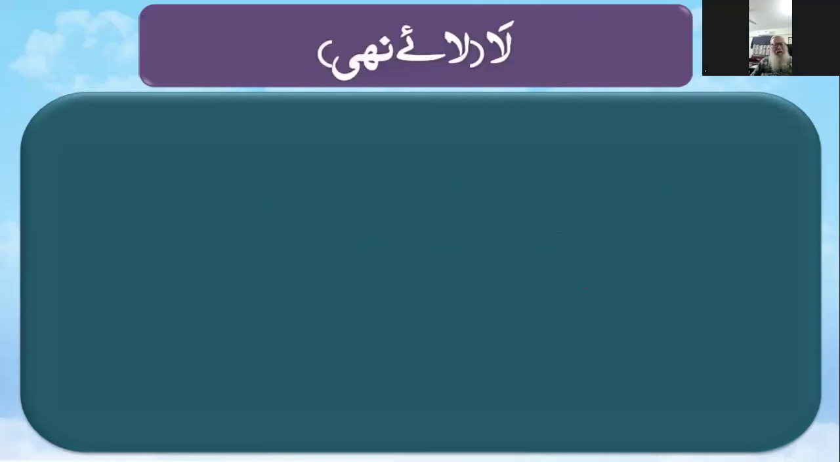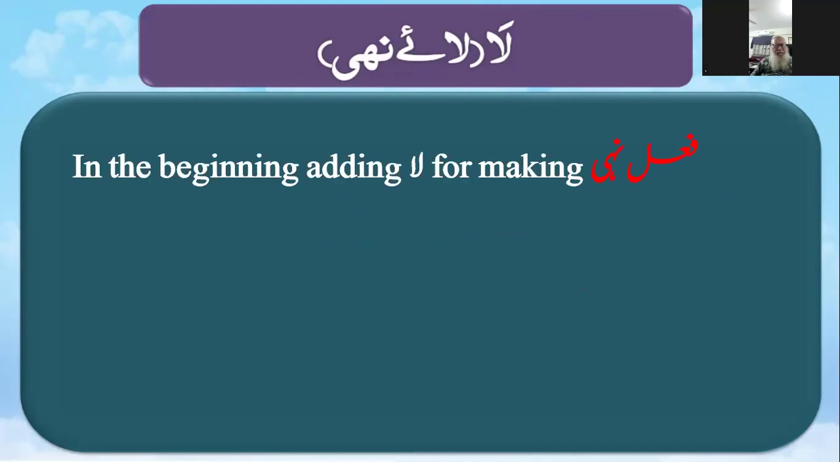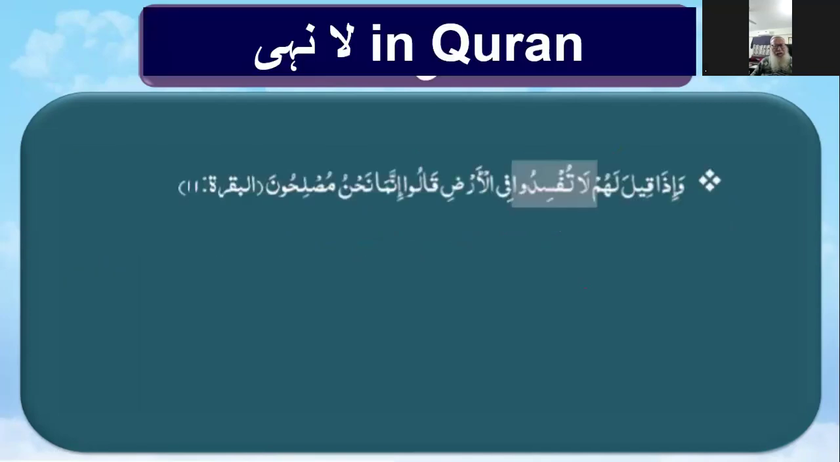The next is lai nahi. In the beginning, adding la for making the fi'l nahi. At the end, adding the jazm. Just like, Bismillah: وَإِذَا قِيلَ لَهُمْ لَا تُفْسِدُوا فِي الْأَرْضِ قَالُوا إِنَّمَا نَحْنُ مُصْلِحُونَ. Look here, the la has come. It was تُفْسِدُونَ. Due to this la, the noon is dropped and the alif has come.